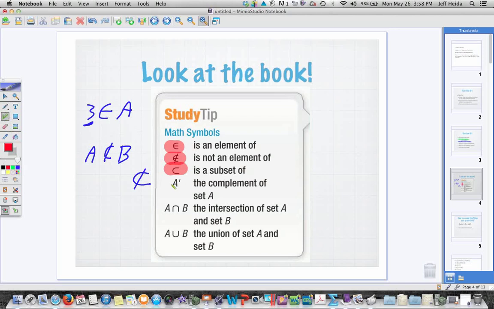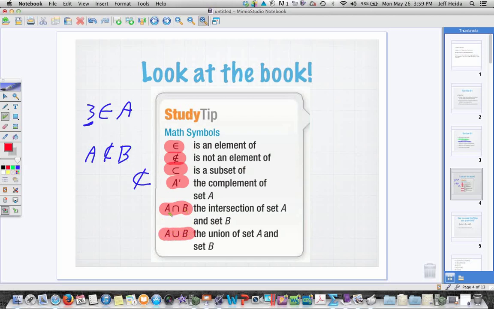Next term, a complement of a set. We will do an example of this, but if you have a universal set and you have a subset A, the complement would be everything in the universal set that's not in A. And the intersection of sets A and B would be everything that is in common between sets A and B, and the union of sets A and B would be everything in set A and everything in set B.